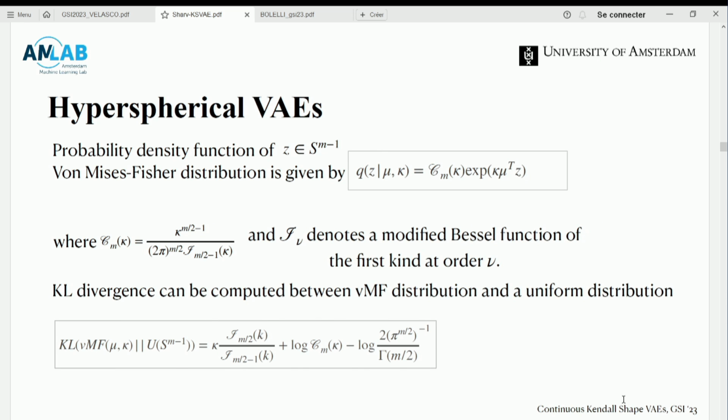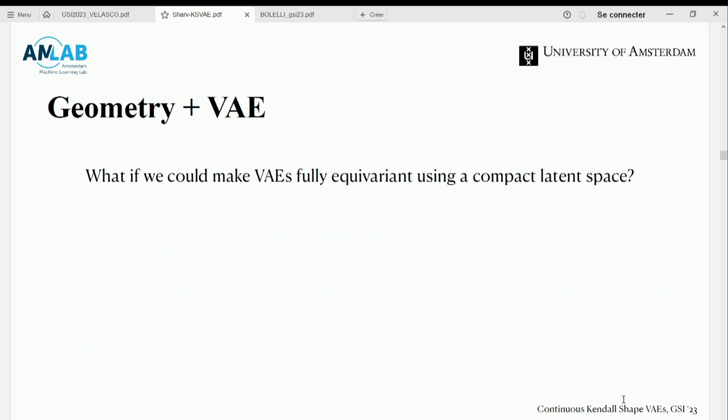But the good thing about this paper is that they gave us an exact way to compute KL divergence between the VMF distribution and the uniform distribution. So now, instead of approximating this, we actually have a closed form for it. This is where we asked, okay, what can we do beyond this? Is there a way we can use the compact nature of this latent space and use hyperspherical VAEs as a starting point to make our VAEs equivariant to different transformations?